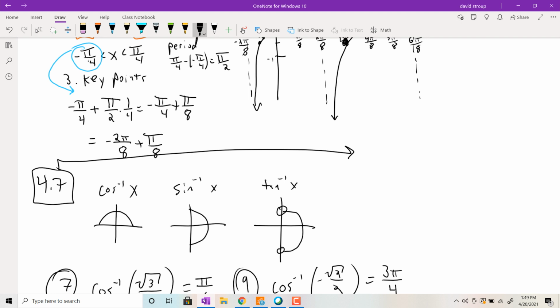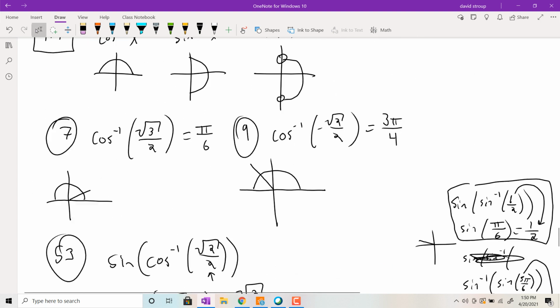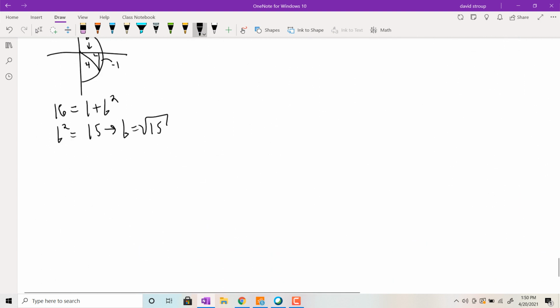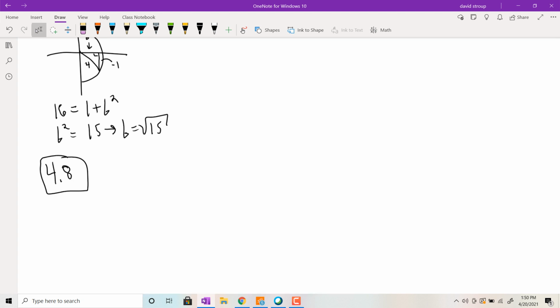4.7, you're looking at problems 1 to 17, and then 47 to 61. Okay. 4.8 then, we have applications of trigonometry. So I kind of keep it small, 41 to 49.